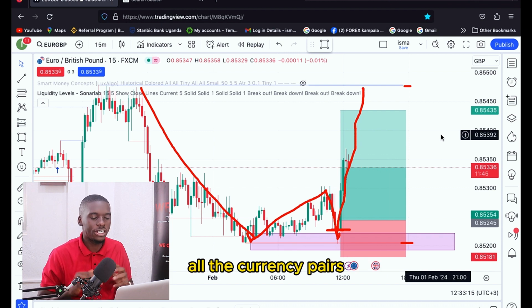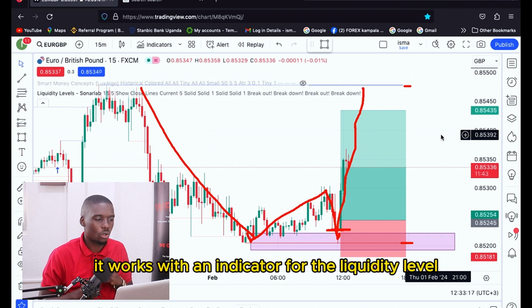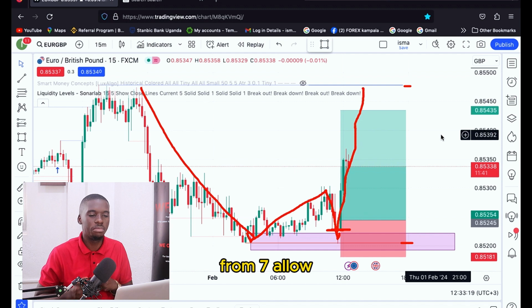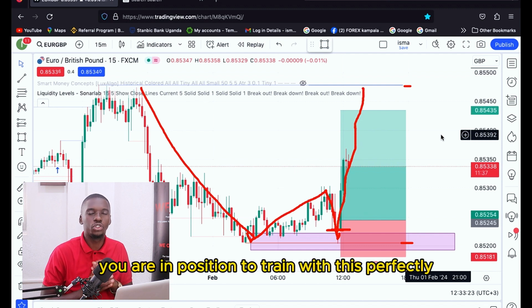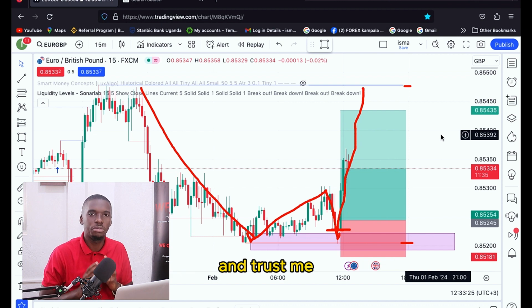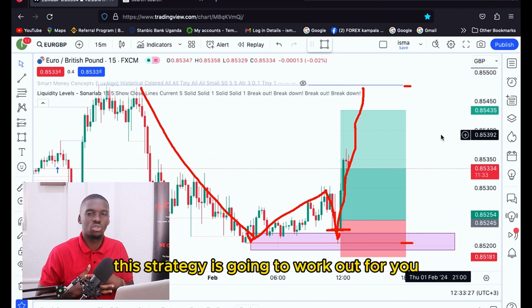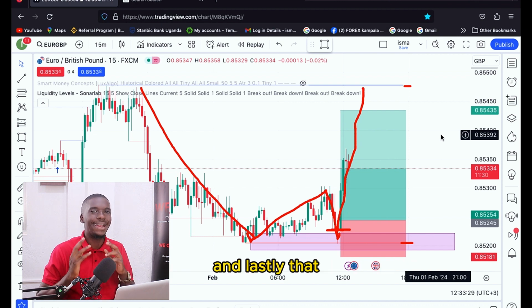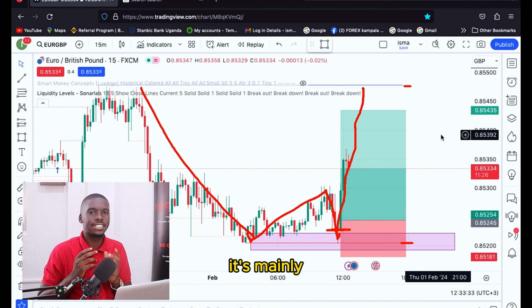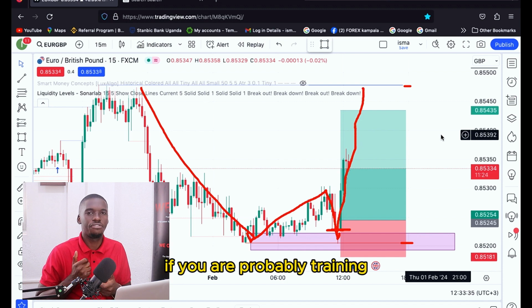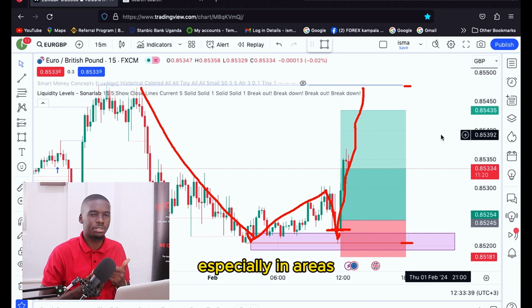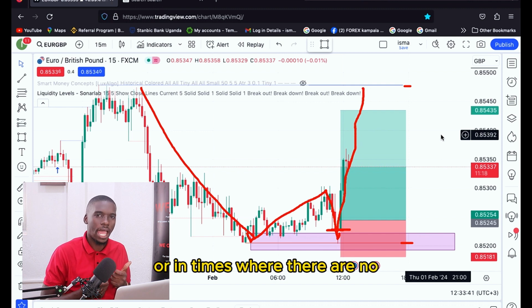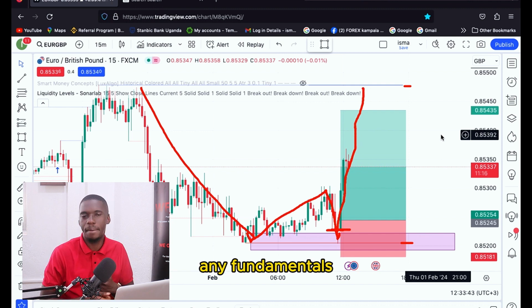It works with all the currency pairs. It works with an indicator called Liquidity Levels from Solana Lab. And with those few things, you're in a position to trade this perfectly. And trust me, believe you me, this strategy is going to work out for you. And lastly, which I might have forgotten, it's more effective if you are trading mainly in kill zones, and especially at times where there are no fundamentals.